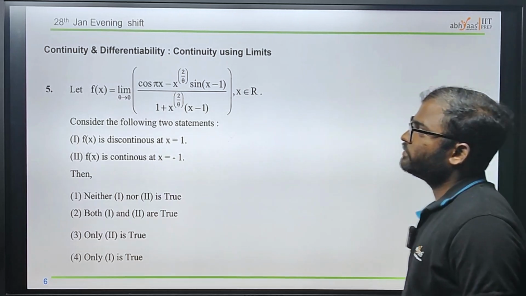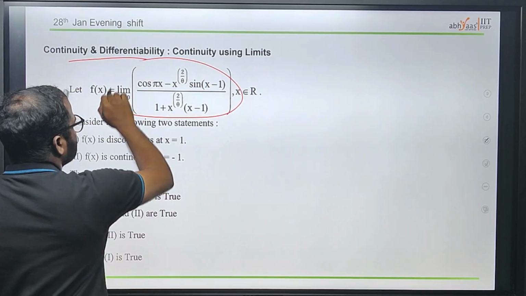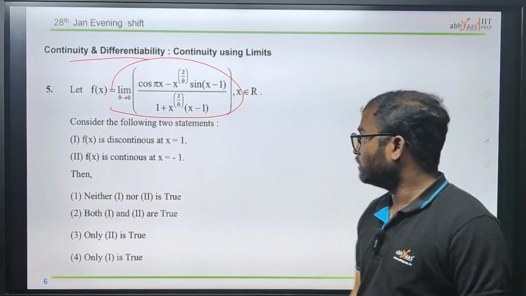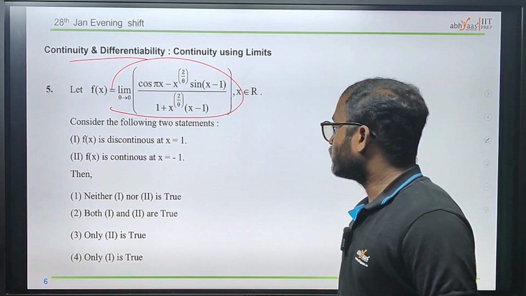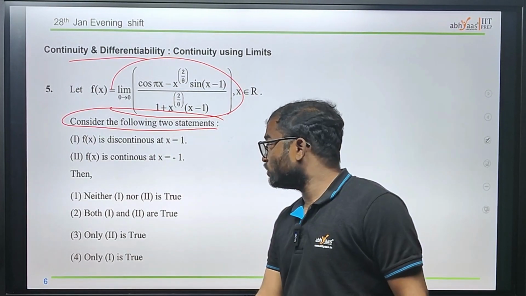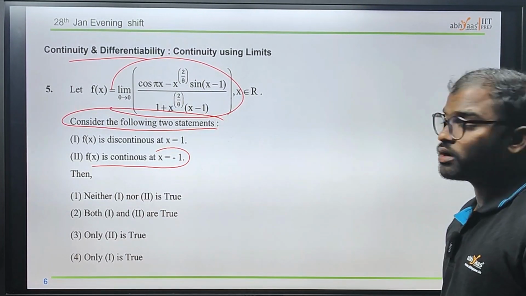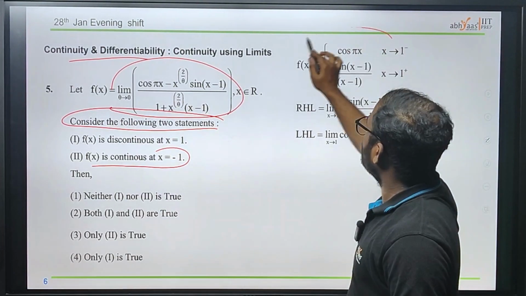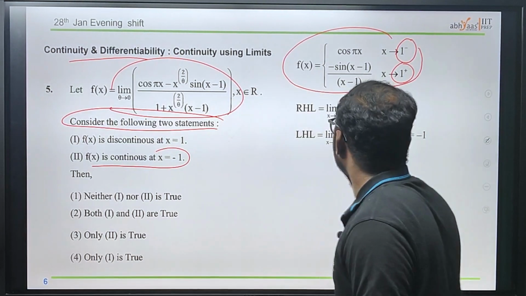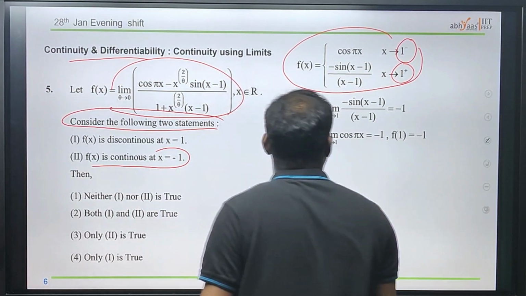Now the next problem is on continuity and differentiability. We are given the limit expression: cos pi x, x power 2 by theta into sine of x minus 1, divided by 1 plus x power 2 by theta. Considering the following two statements, we need to check whether it is discontinuous at x equal to 1 or continuous at x equal to minus 1, and whether it is true or not. Here we check the left and the right: for the left we have cos pi x, for the right we have sine of x minus 1 divided by x minus 1.